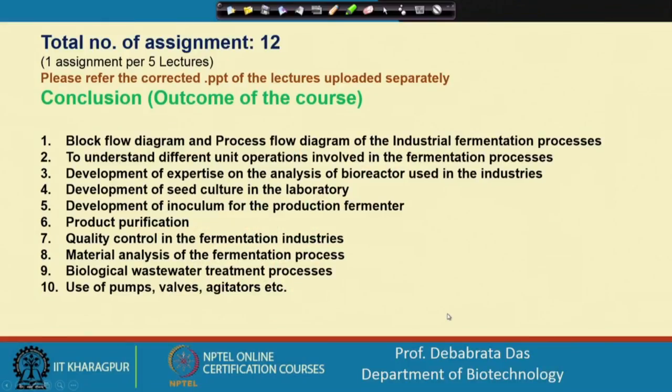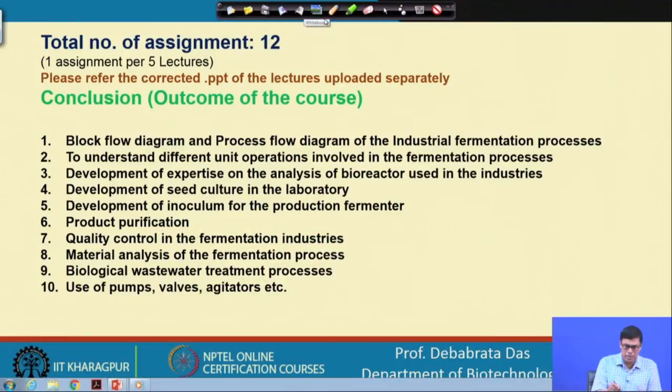Now, in this particular course, the total number of assignments is 12, with 1 assignment per 5 lectures. This is common to all NPTEL courses.